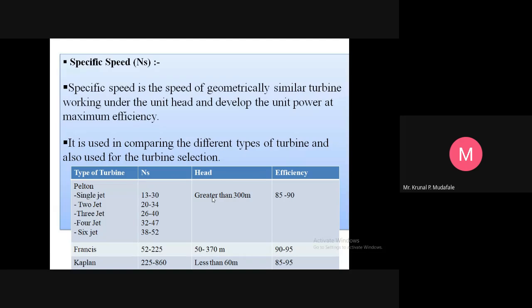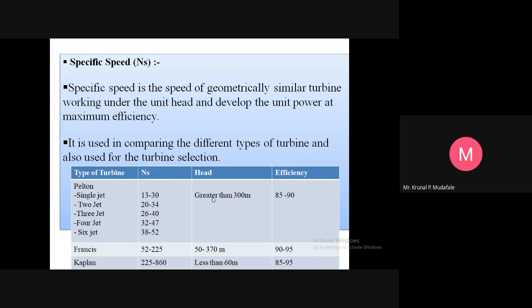तो इसका मतलब क्या है कि 50 मीटर टू 370 मीटर तक ही उसका हेड बनेगा, क्योंकि वो ऑब्वियसली पेल्टन टर्बाइन से कम है. और एज कम्पेयर टू द पेल्टन टर्बाइन उसकी स्पीड ज्यादा रहेगी. 52 से लेके 225 स्पेसिफिक स्पीड उसकी कन्वर्ट होगी या इंक्रीज होगी.